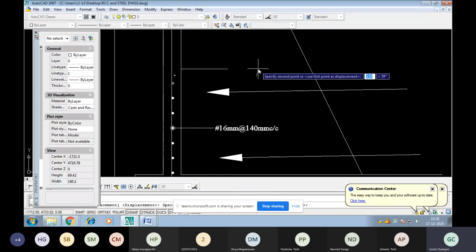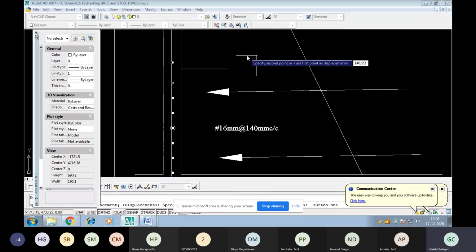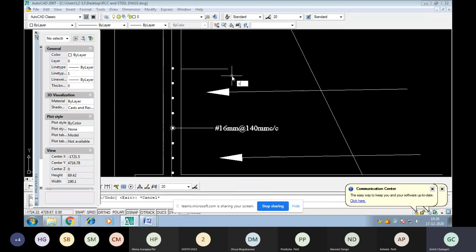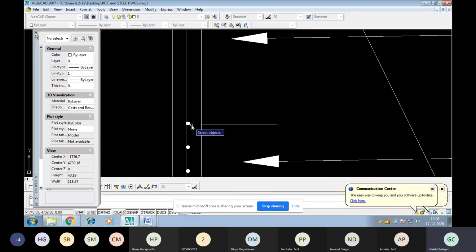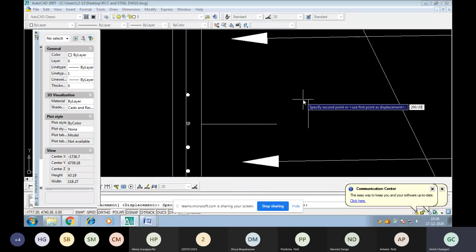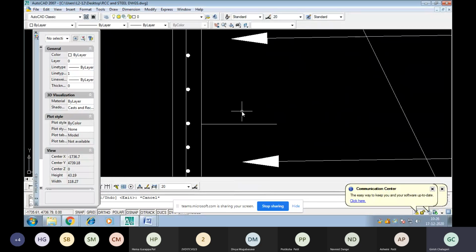So here it is up to, I am writing here. So this is also 140 divided by 20. So after this, the spacing will be almost 200. So this I can take like this, I can take it as 200 divided by 20. And after that 400 divided by 20. So the spacing is almost getting doubled here.